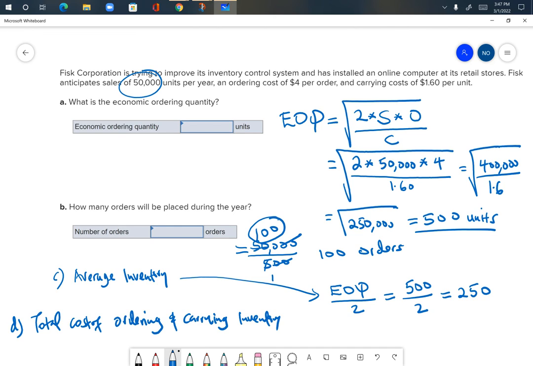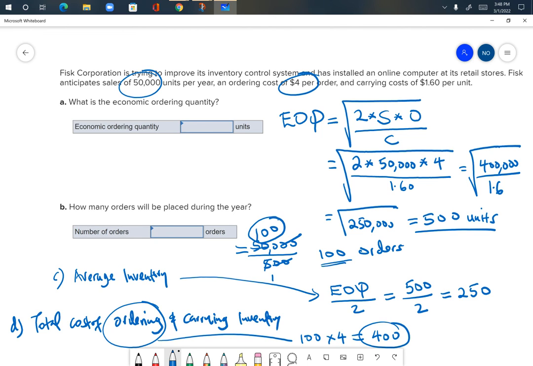And then lastly, to find the total cost of ordering and carrying inventory, first we determine our ordering cost. Remember, for ordering, you're going to place 100 orders, but every single time you place an order, you pay $4. So 100 times 4, and therefore just for ordering purposes, you'll have paid $400 to place those orders.